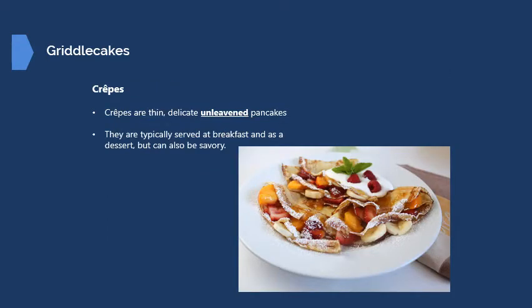Another form of griddle cakes are crepes. Crepes are thin, delicate, unleavened pancakes. As opposed to the pancakes that we saw earlier, which had a leavening in them, whether that leavening is egg white or baking soda or some other kind of leavening, these do not have any leavening in them, so they're going to retain a very thin nature. They're typically served either as a dessert with fruit or a compote of some kind, but they can also be served savory.